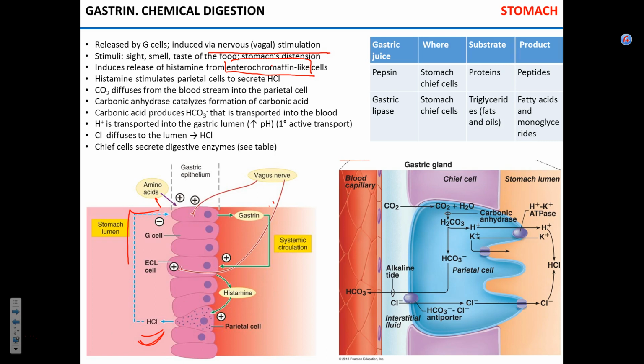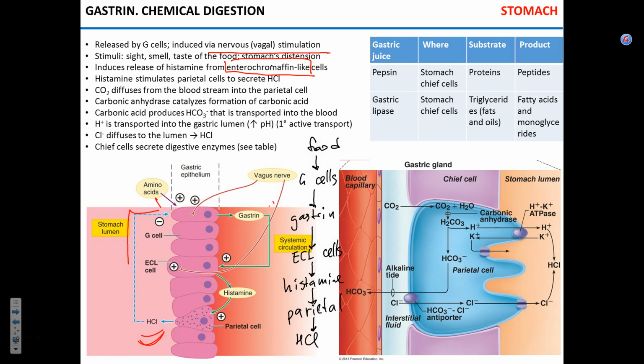I'm going to draw over the pictures. So you've got food, right, which stimulates G cells. G cells release what? Gastrin. Gastrin stimulates ECL cells, which release histamine, which stimulates parietal cells, which release hydrochloric acid. Now, hydrochloric acid breaks down food, but look, it also inhibits G cells. That make sense to you?